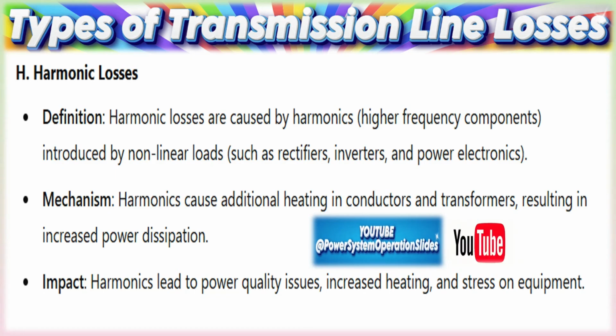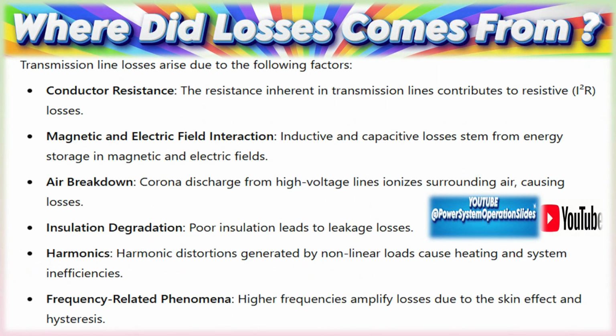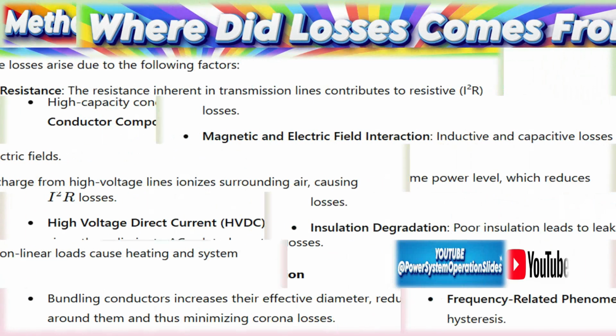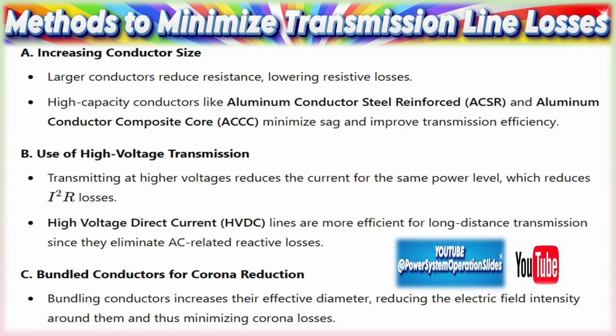The use of flexible AC transmission systems (FACTS), such as static VAR compensators (SVC) or static synchronous compensators (STATCOM), helps manage reactive power and improve voltage stability, reducing losses in the transmission system. In addition, power factor correction using shunt capacitors can compensate for reactive power and reduce unnecessary energy dissipation in the system. Advanced technologies like superconductors are also a promising solution for eliminating resistive losses entirely.